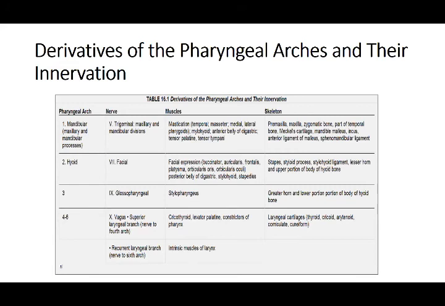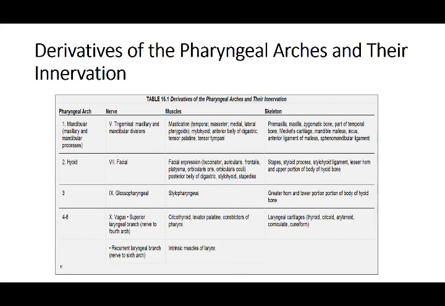And then the ventral portion is going to form the lesser horn and the upper part of the body of the hyoid bone, right? Then the third is the glossopharyngeal nerve that gives rise to the third arch, giving rise to stylopharyngeus supplied by the glossopharyngeal nerve, and the greater horn and the lower part of the body of the hyoid are going to originate.